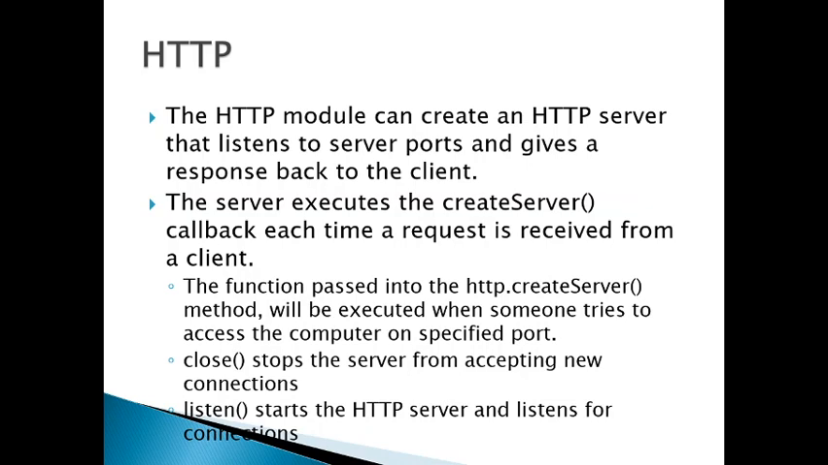The function passed into the HTTP create server method will be executed when someone tries to access the computer on a specific port. The port number will be given with the listen command. There is an option .close that stops the server from listening or accepting new connections, and there is .listen, which actually starts the HTTP server and listens for connections. It will listen continuously, so alternatively it is an on function.